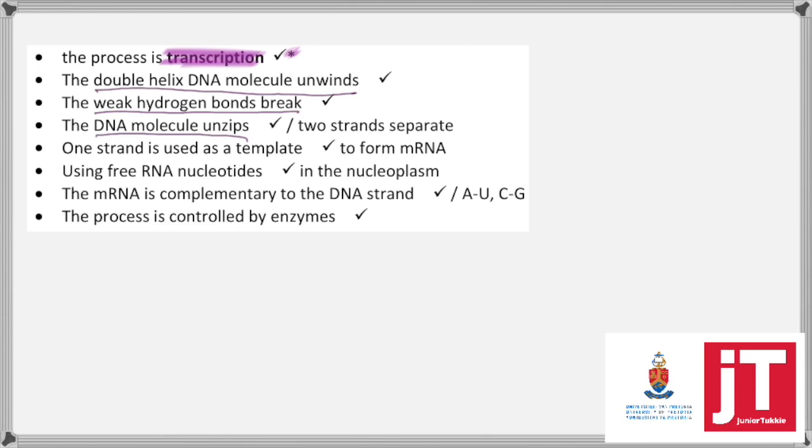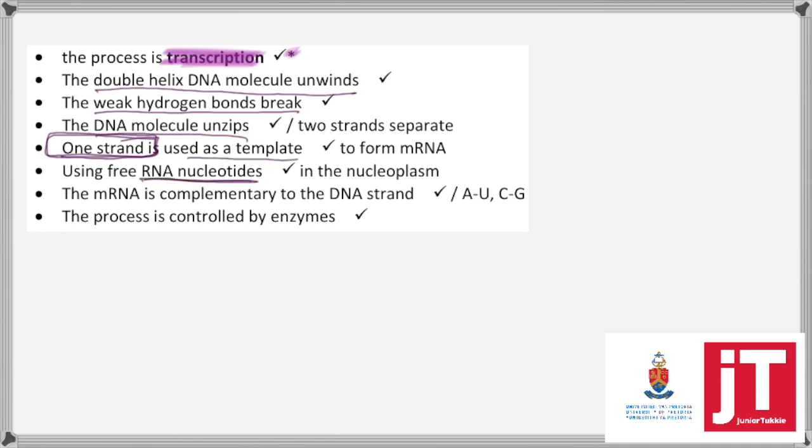In the forming of an mRNA molecule, only one strand is used as a template. And that is so important. One strand is used as a template. Now this is my question to you, when are two strands used? Two strands are used in DNA replication, and that's not what we're talking about now. It is mRNA formation, which is transcription. So one strand is used as a template.